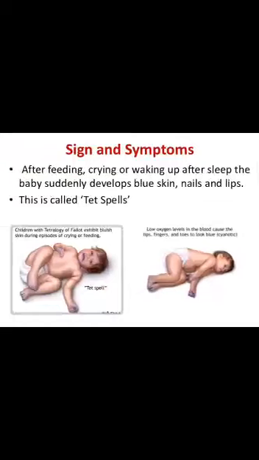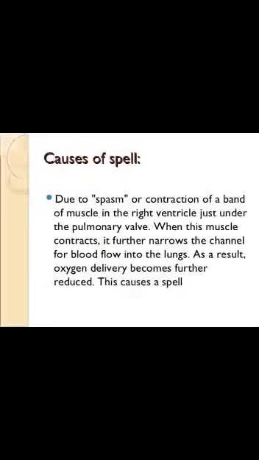Children with tetralogy of Fallot exhibit bluish skin during episodes of crying or feeding; that is called a tet spell. Bluish discoloration of the skin, bluish nails and lips, that is called a tet spell. That is a main symptom of tetralogy of Fallot.